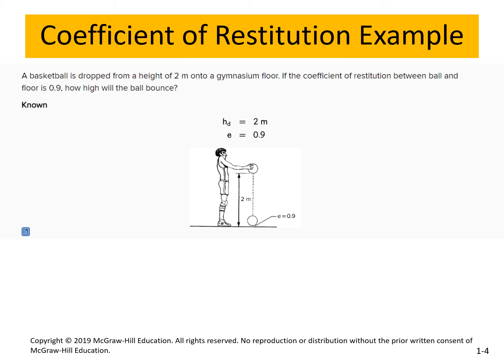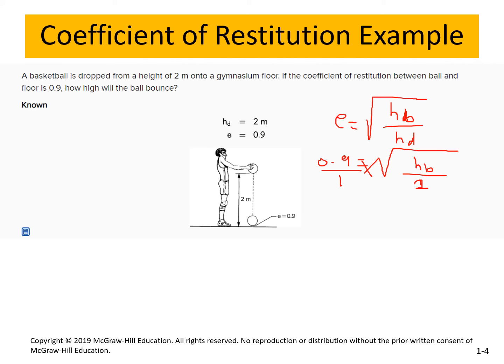What we do is we say, well, e equals the square root of h bounce over h drop. H bounce we don't know, h drop is 2, and e is 0.9. First of all, you square it, so this is 0.9 squared, and that's going to be equal to hb over 2. Then you do cross multiplication and you'll get hb on its own.